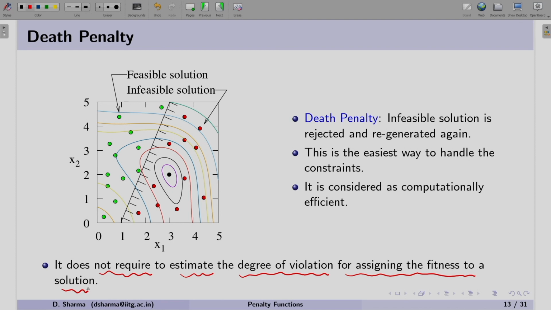Now, it means that since the death penalty method does not work on infeasible solutions, all solutions for us are feasible. So, in that case we do not need a particular method that will help us differentiate the feasible and infeasible solution, and therefore, it will not calculate any kind of constraint violation. It will accept the point if it is feasible, and it will reject the point if it is infeasible. Although this method looks simple, there are certain limitations. So, let us see that.